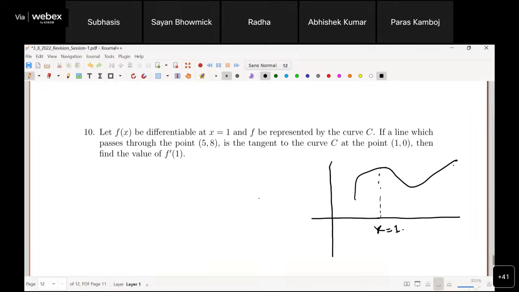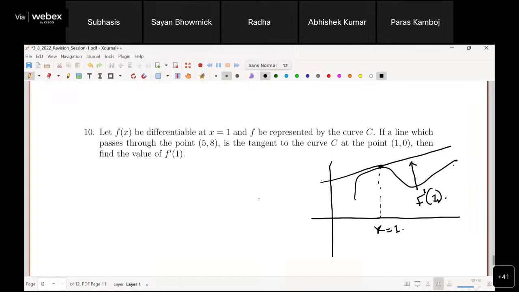This is the curve of f, and f is differentiable at x equal to 1. So this is the tangent line, and it should pass through this point. I know that the slope of this line is nothing but f dash of a, right? The slope of this line is precisely f dash of 1.